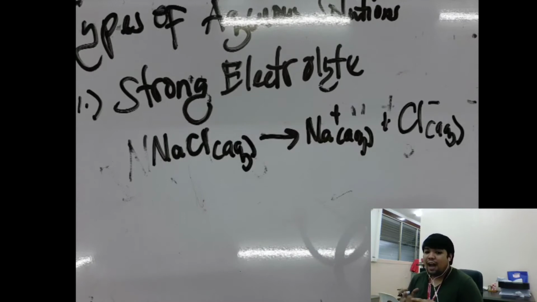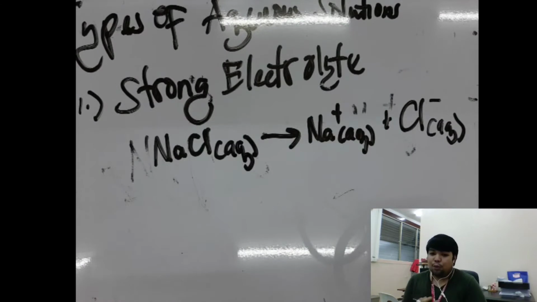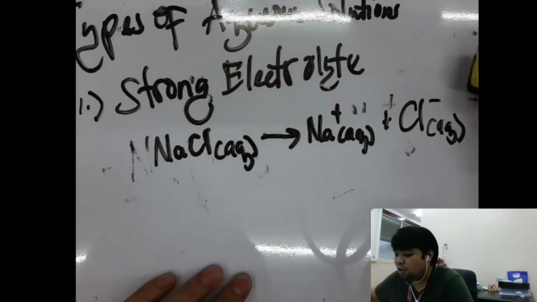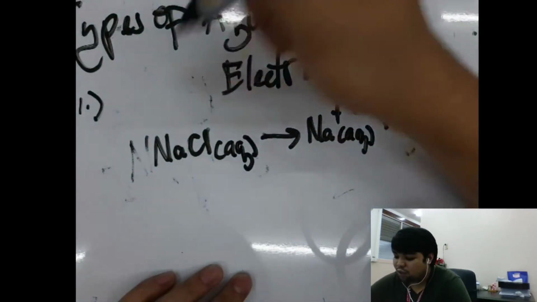So something like that. Okay. Now, strong electrolyte solutions are very strong conductors of electricity, as we will see later on. Another type of electrolyte solution is a weak electrolyte solution.